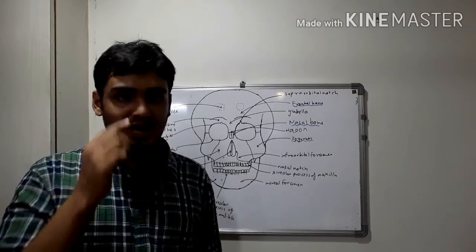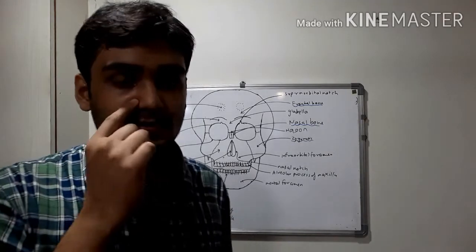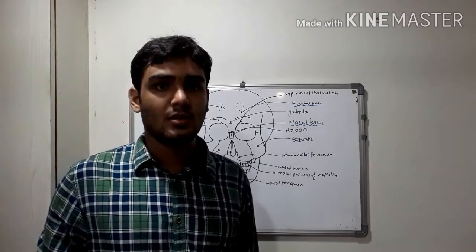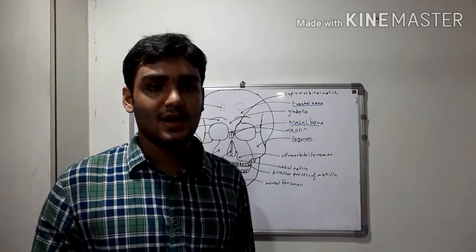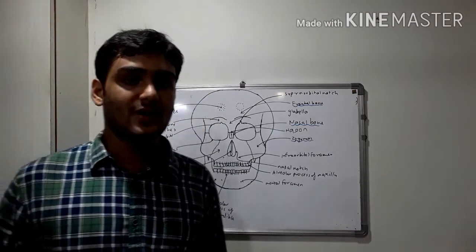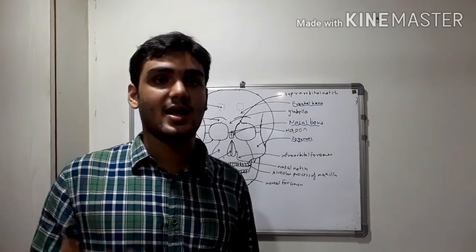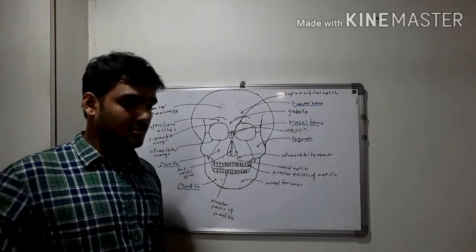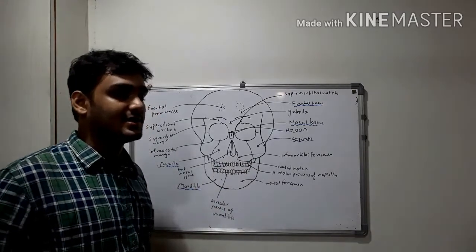So the alae of the nose are lateral to the septum, right? And dilator naris has the function of dilating the alae, and depressor septi has the function of depressing the nasal septum. So the origin of depressor septi is medial to the origin of dilator naris. So it is above the medial incisor, and that of dilator naris is above the lateral incisor.